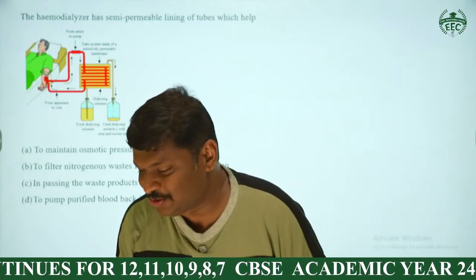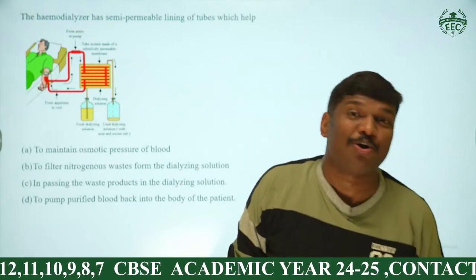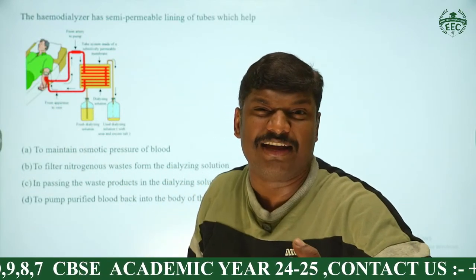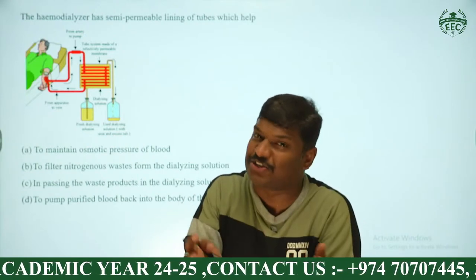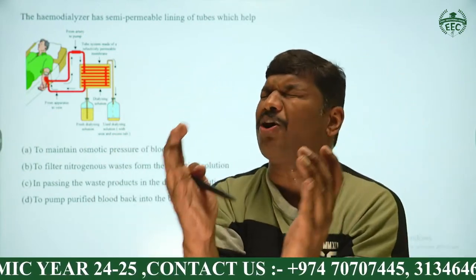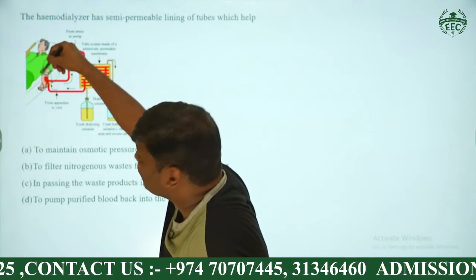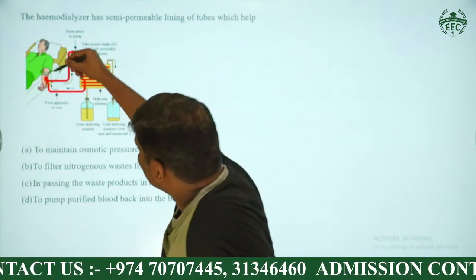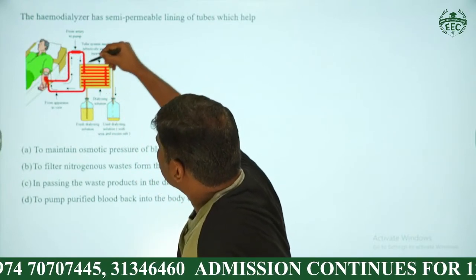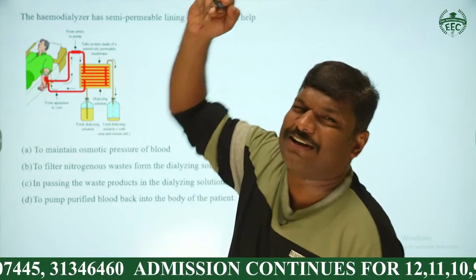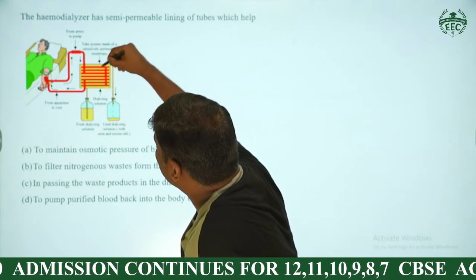Moving on to the last question. What is this? Can you identify it, my dear students? I already told you, in some people, whenever they have renal failure, whenever they are in trouble with their kidney function, the doctor says to do proper hemodialysis. The impure blood is taken from the patient, and look at the board, that impure blood moves into a special device called the artificial kidney, the hemodialyzer. In that hemodialyzer you can see a dialyzing fluid.